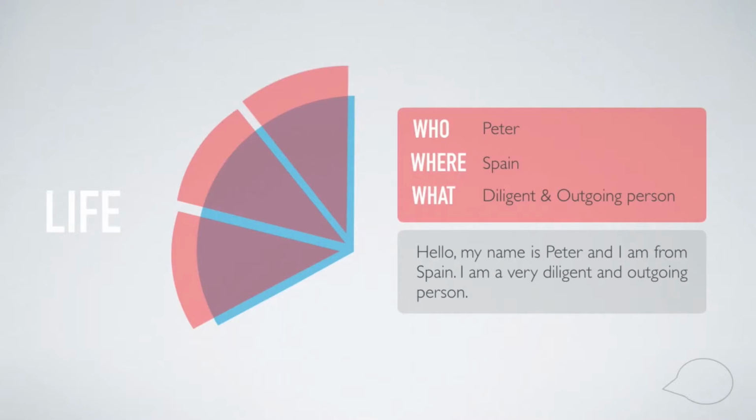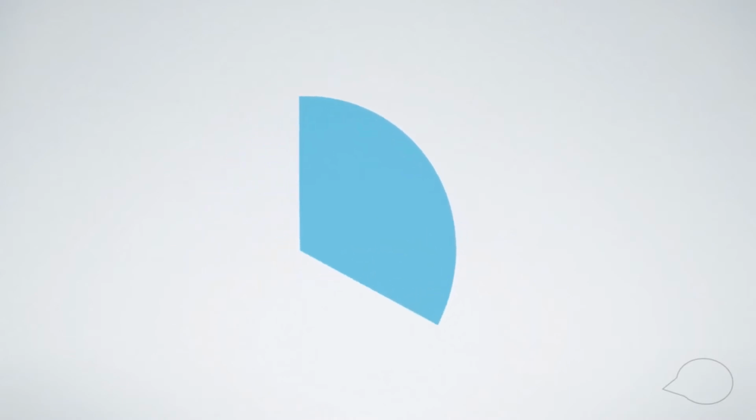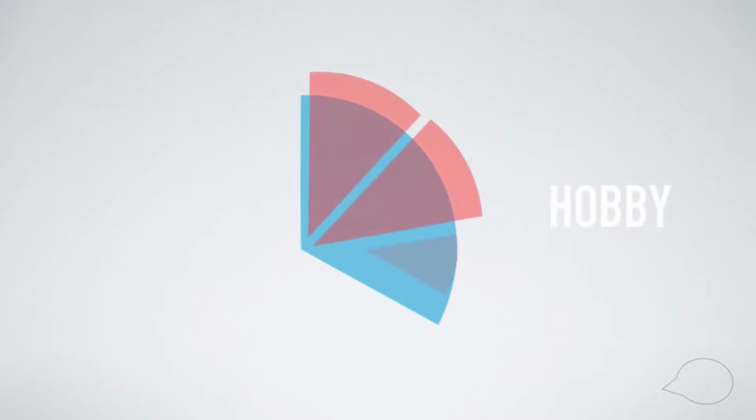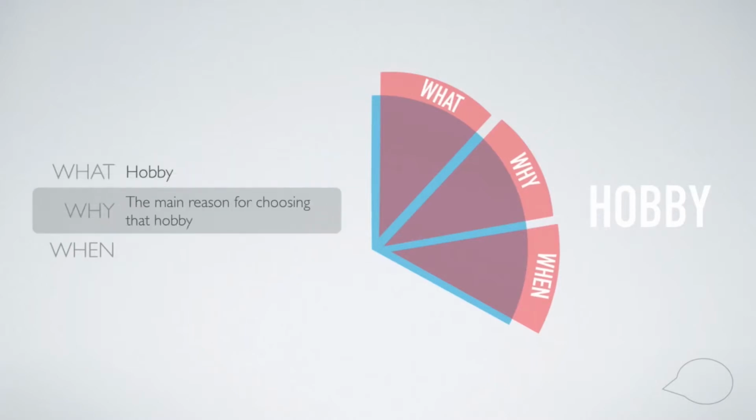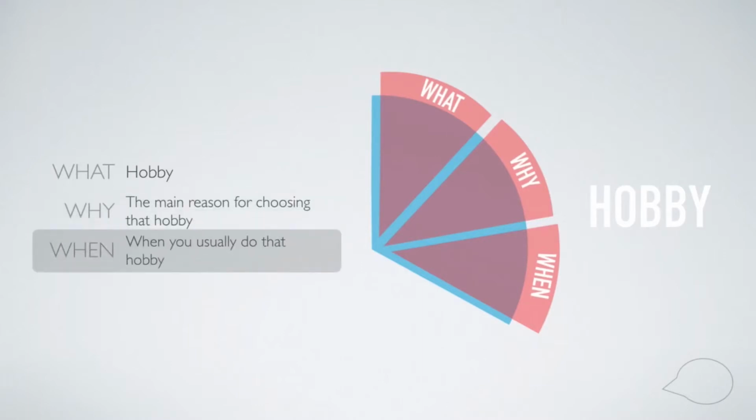Next, let's move on to part 2. Part 2, once again, is hobby. For this part, we will also select 3 of the 5 W's: what, why, and when. Now we will write down a short piece of information for each of these W's. For what, we can say hobby. For why, we can say the main reason for choosing that hobby. And for when, we can say when you usually do that hobby.